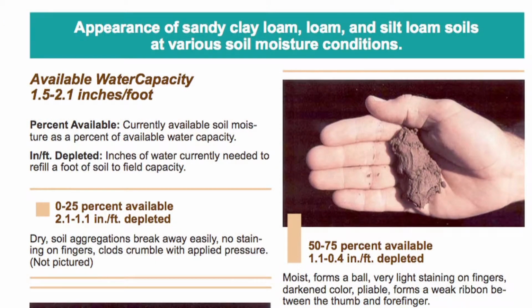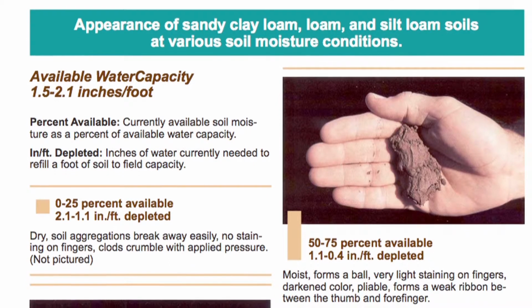Once we determine texture, we want to go ahead and do an example of determining available water, or what the water is in the soil. So in this case we had a loam to sandy loam soil. I'm going to be on page 4 of the guide here for determining soil moisture. The available water capacity for this particular soil is estimated at between 1.5 and 2.1 inches per foot.